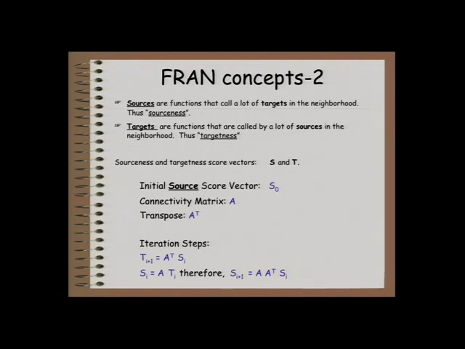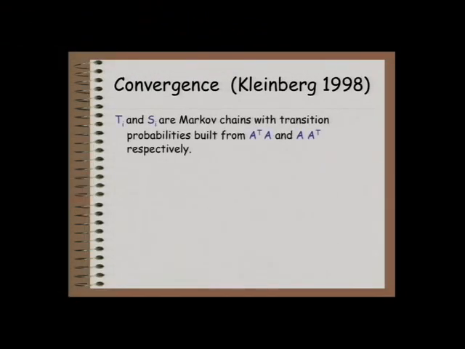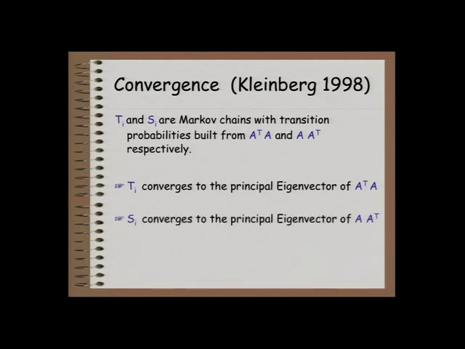Okay. So once you've got this, then you get the convergence property from Kleinberg. Essentially, S and T are Markov chains with probabilities built from A transpose A and A A transpose. So the result due to Kleinberg is that T converges to the principal eigenvector of A transpose A, and S converges to the principal eigenvector of A A transpose. And the paper is in SIAM SODA 1990.